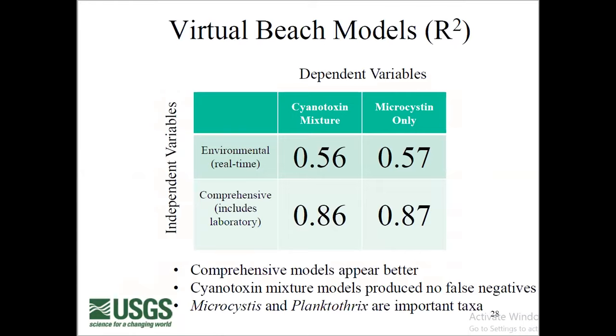So this is the summary of how well the models did. One obvious conclusion might be that the comprehensive models appear better, and they are better models, but just remember we did use more variables. So an R squared will always be greater when you have more variables. We had 6 variables in the comprehensive models and 3 variables in the environmental models. There were no false negatives in either cyanotoxin mixture model. And then Microcystis and Planktothrix might be important taxa to look into further for future research. Next slide.